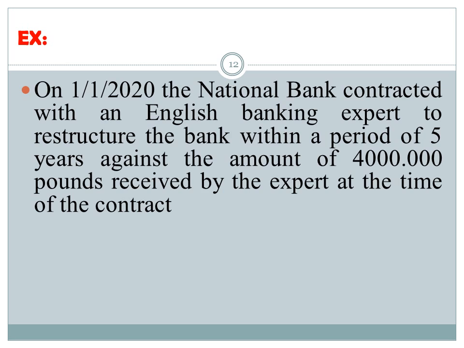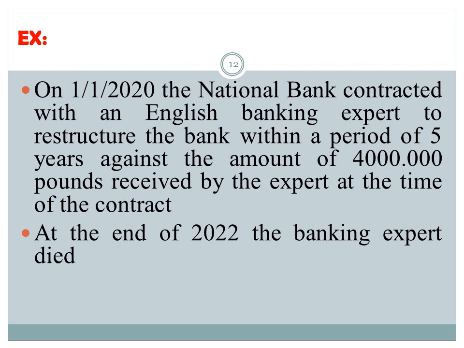Another example. On 1/1/2020, the National Bank contracted with an English banking expert to restructure the bank within a period of 5 years against the amount of £4 million received by the expert at the time of the contract. At the end of 2022, the banking expert died. Required: prove the above transactions.